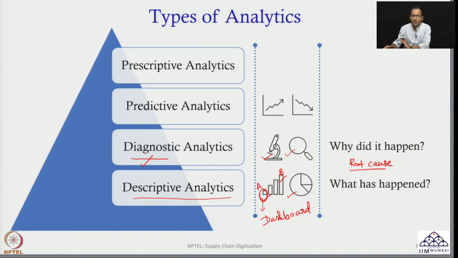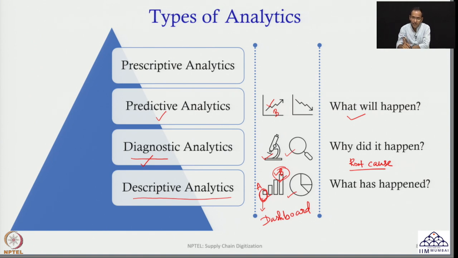Then the next part of analytics is called predictive analytics. It talks about what will happen. So descriptive tells what has happened in the past. So suppose from the past data, I can see that demand of product B is going up. Now I have to predict whether the demand of product B will keep on going up in the future or what will happen. So descriptive analytics is focusing only on the past data, whereas predictive analytics is taking the past data and modeling it and predicting what will happen in the future.